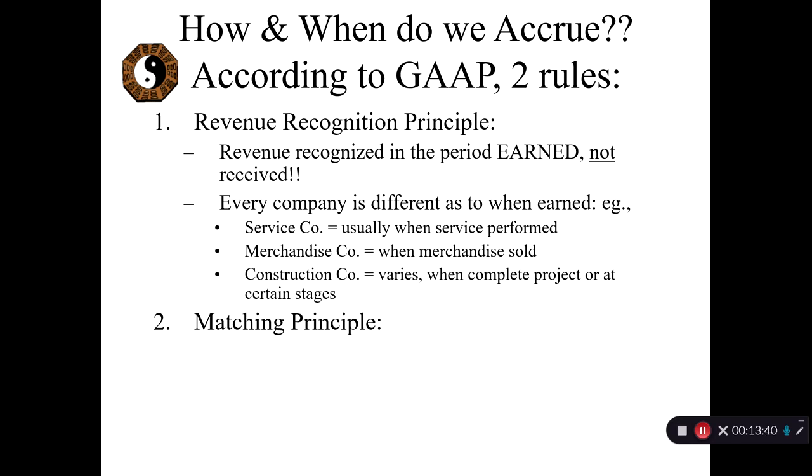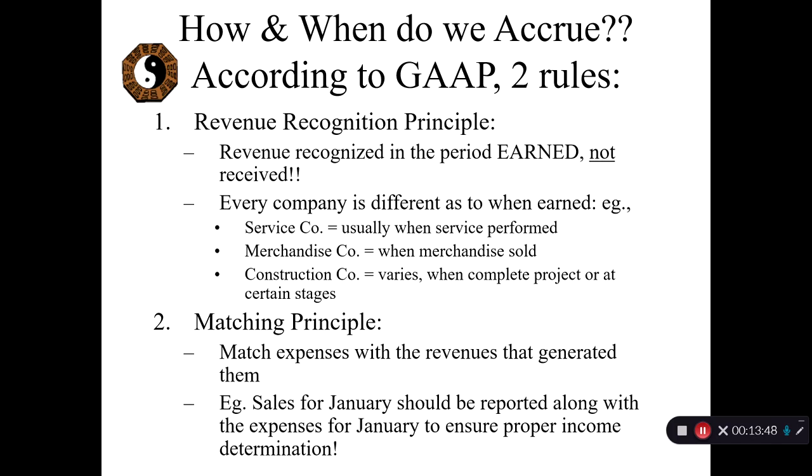And then the other principle is the matching principle. This one says we should match expenses with the revenues that generated them. This is why we're going to say, hey, our sales for January are going to be reported with our expenses for January. We don't want expenses from June to be matched with sales from January.